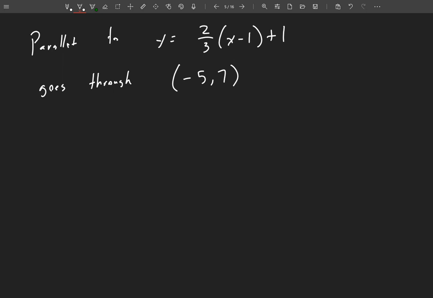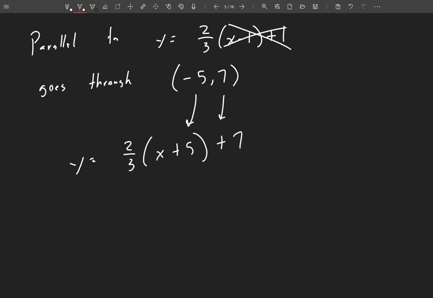All right, so parallel means that they have the same slope. Remember, all this garbage is unnecessary. All I care about from this first line is the slope because I want to know that it is parallel to that line. So my slope for this new line is going to be the same. It's 2/3. So I have y equals 2/3, parentheses x, switch this sign, plus 5. Don't switch this sign, 7. And we're done. That's really all there is to a problem like that.